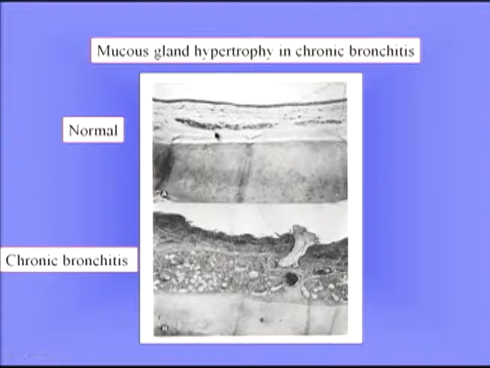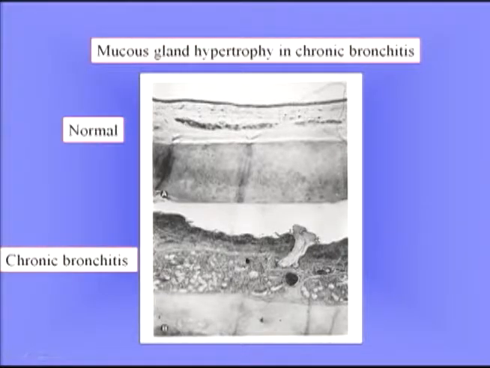First of all, here's the normal situation. Here's the airway epithelium. The lumen of the airway is here. Here's the cartilage, and here's the layer of mucus glands, sometimes called seromucus glands. Okay, quite clearly seen. Now go down to this remarkable picture in chronic bronchitis.